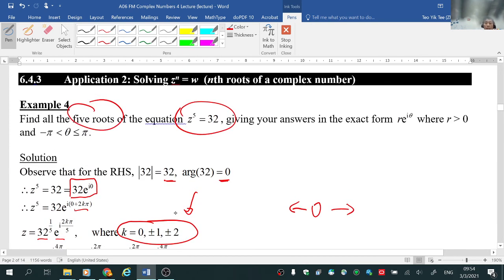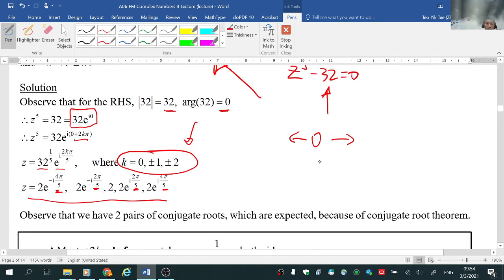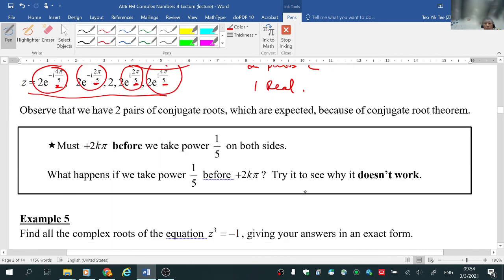Let's reverse back. This is actually a power 5 equation. If I look at it another way, it looks like that. This is a power 5 equation with real coefficients, so your roots should occur in conjugate pairs, and you should realize that these and these are conjugate pairs. These and this is actually a pair. So you have two pairs of conjugate roots: two pairs of complex roots and one real root, which is consistent with what you have learned in your chapter 1.